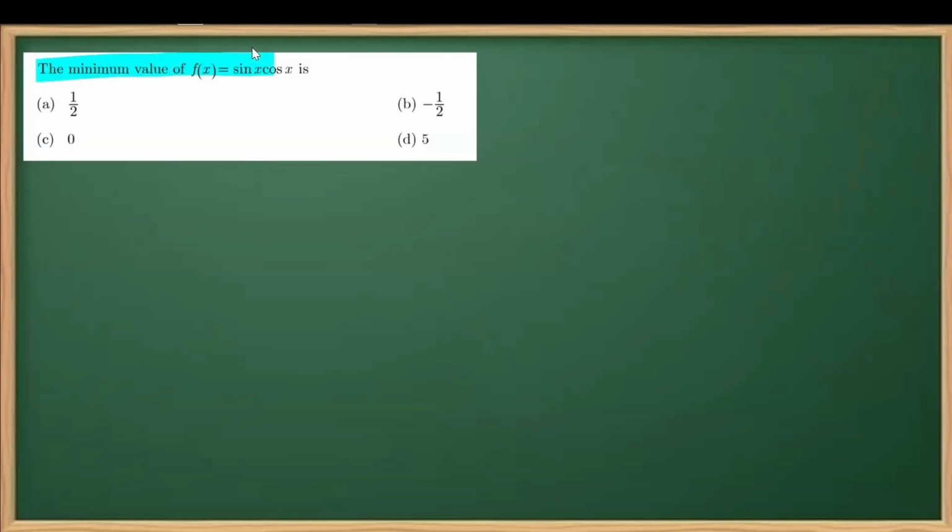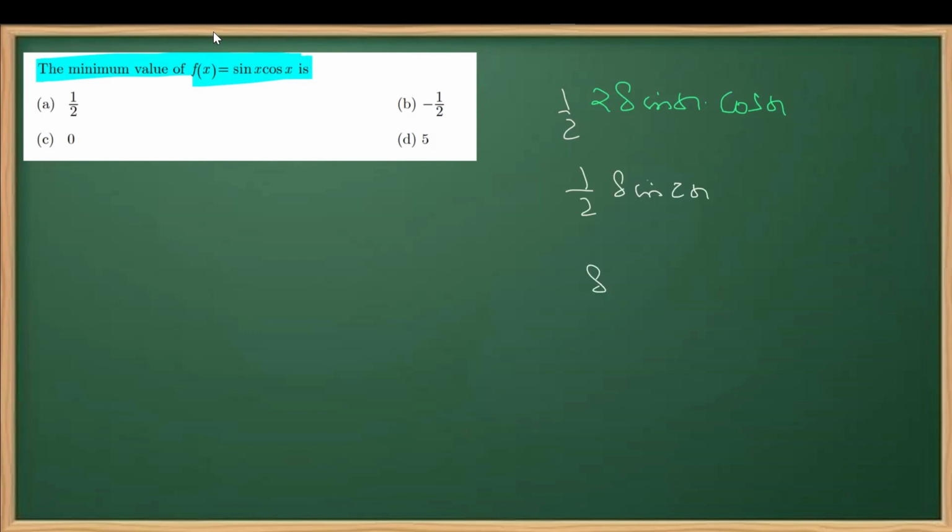The question here is to find the minimum value of this function, that is sin x into cos x. So we have sin x into cos x as f(x). What we are going to do is to multiply and divide it by 2. If I do so, what we are going to get is sin 2x. So we have actually half sin 2x.